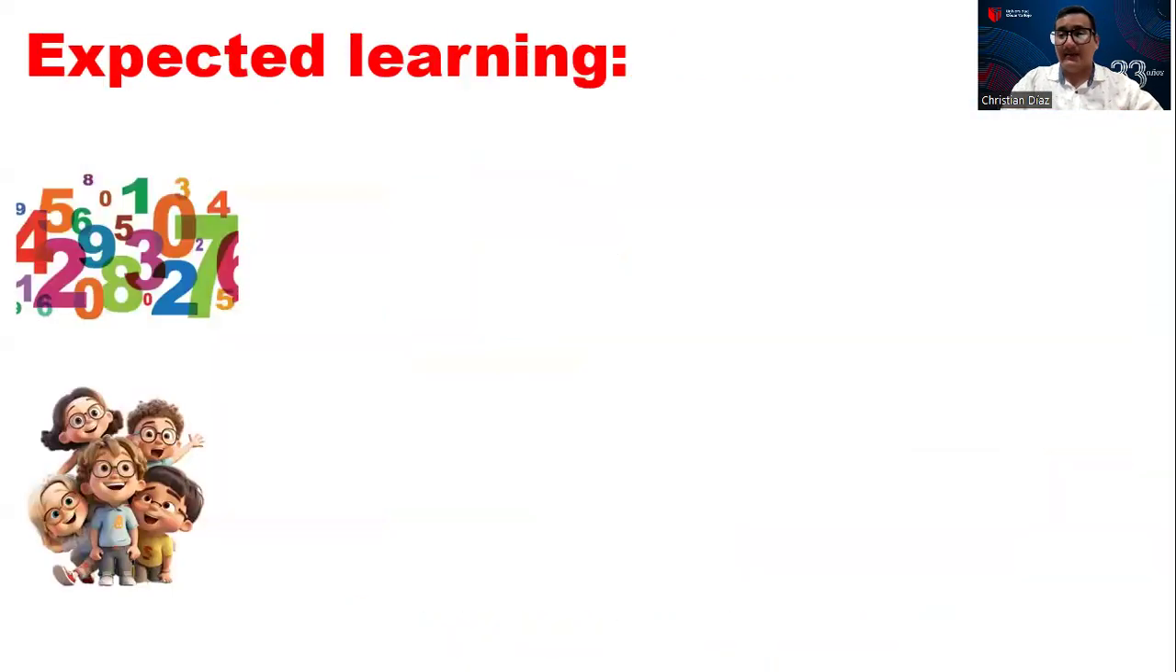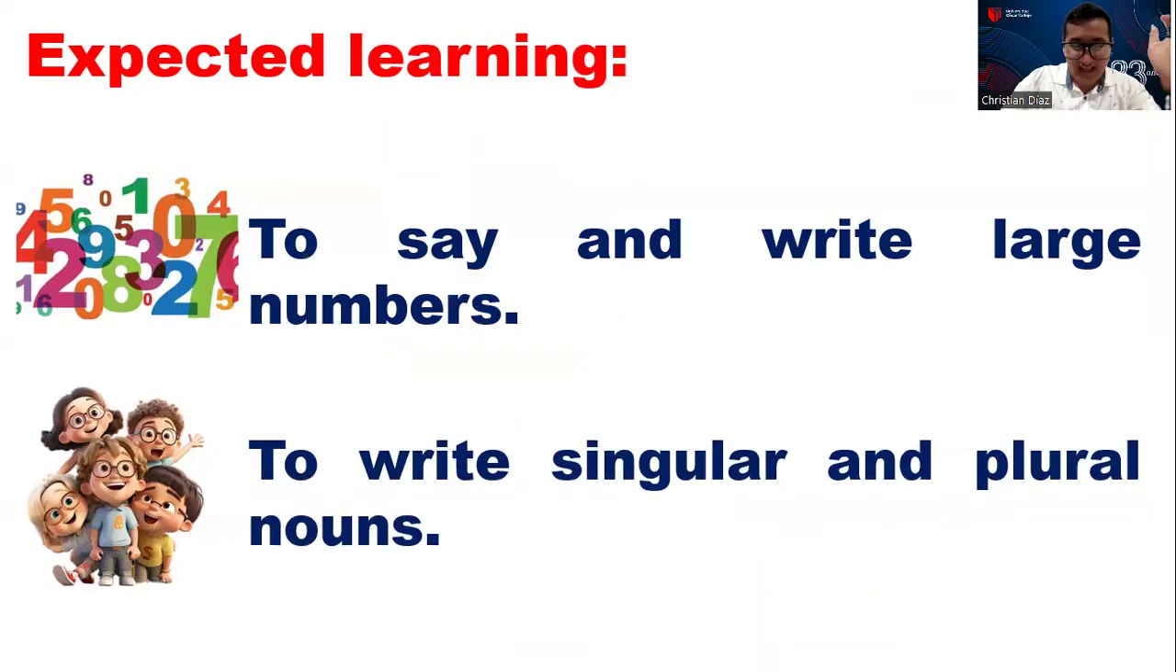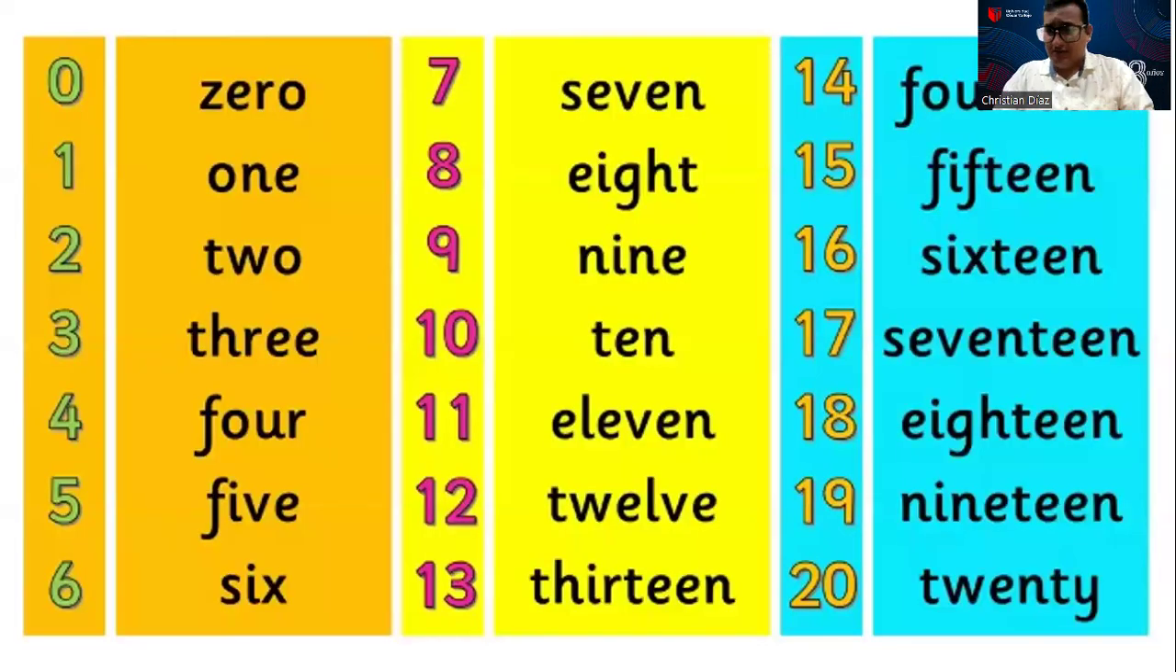So why is this important to learn? What do I expect you to learn in this lesson? To say and write numbers, but not only typical numbers, the large numbers. And then write singular and plural nouns. And we have to know how to write because we have special spelling rules for plural nouns. Let's start with these numbers.